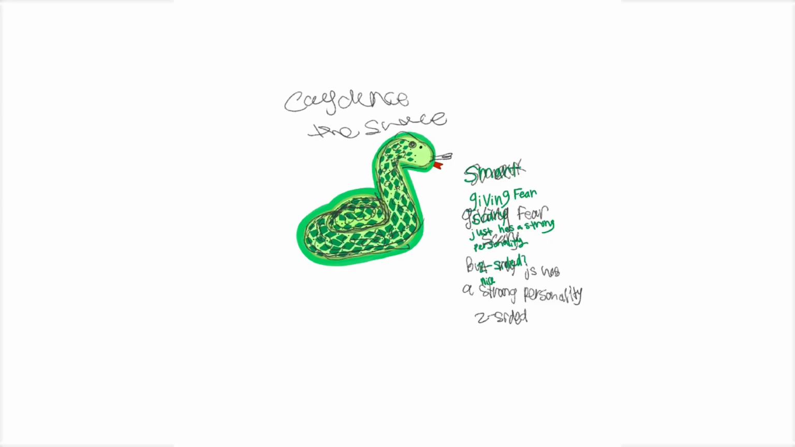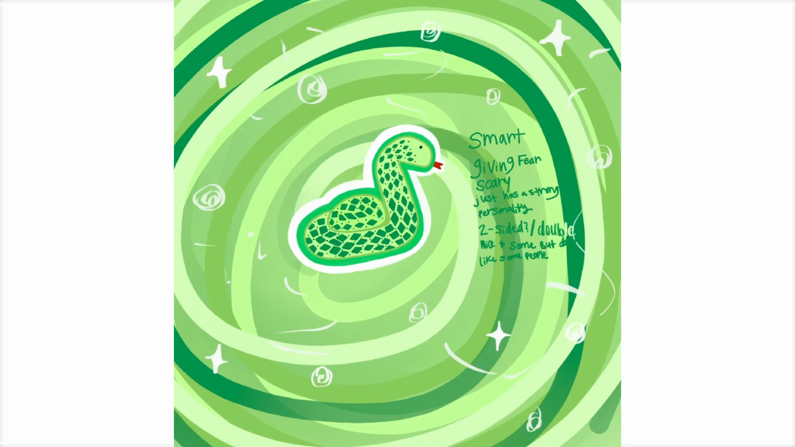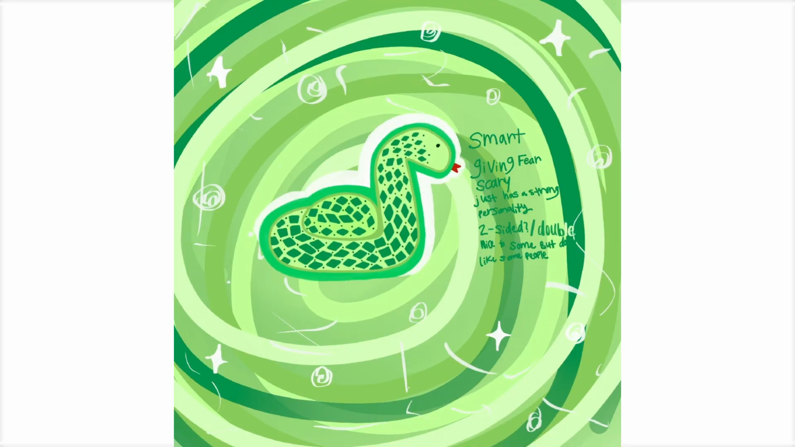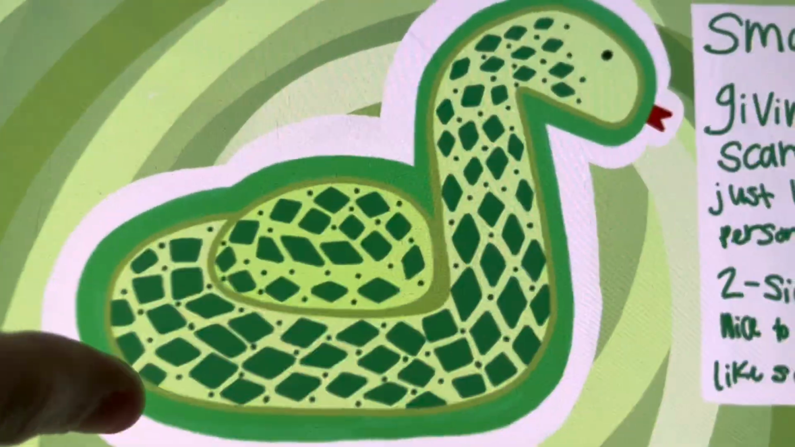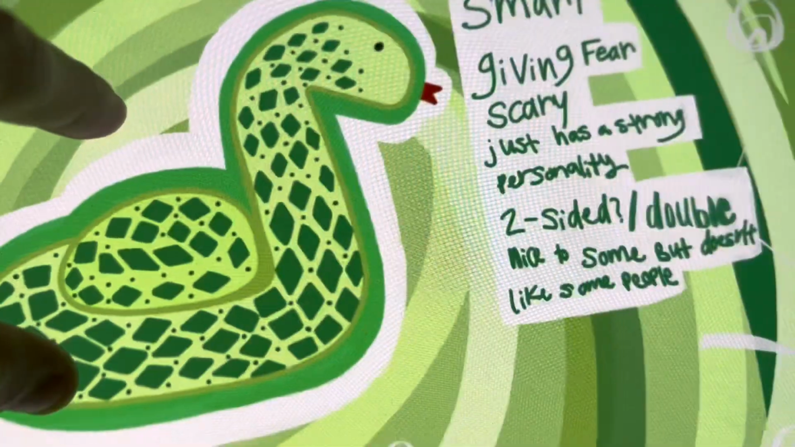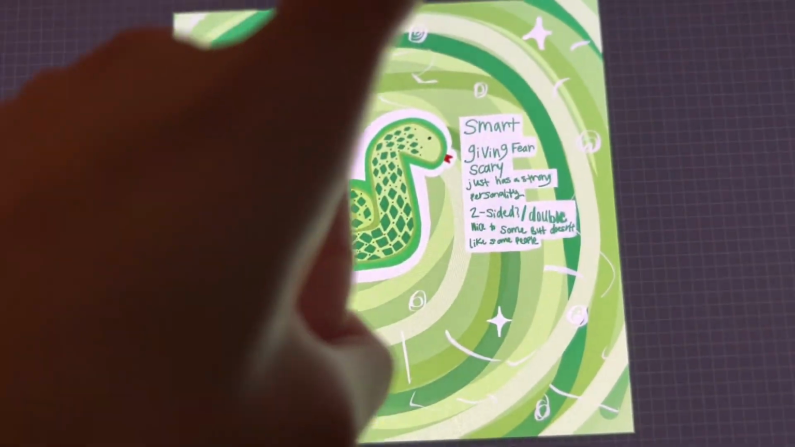But yeah, Cadence is a smart snake, and he gives scary and fear. Like, people think about a snake and they are frightened, but he just has a strong personality. He can be double-sided sometimes, and sometimes he doesn't like people and other times he does. He doesn't know sometimes. He is two-sided. So he's nice at some point, but there's also sometimes that he's not.